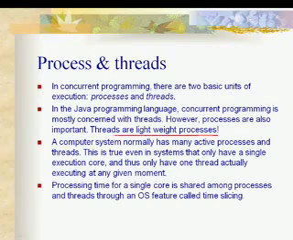Threads are lightweight processes. A computer system normally has many active processes and threads. This is true even in systems that only have a single execution core, and thus only have one thread actually executing at any given moment. Processing time for a single core is shared among processes and threads through an OS feature called time slicing.